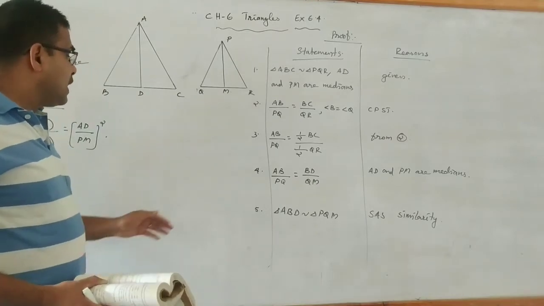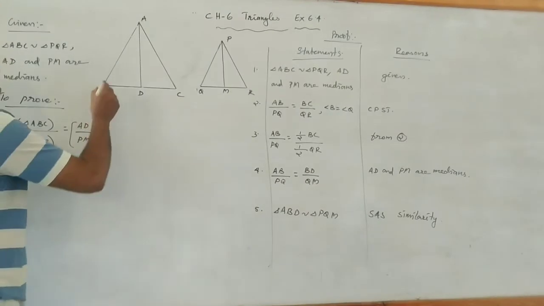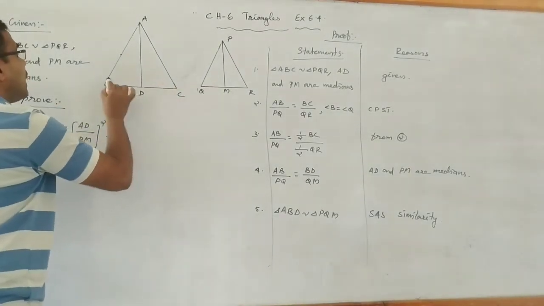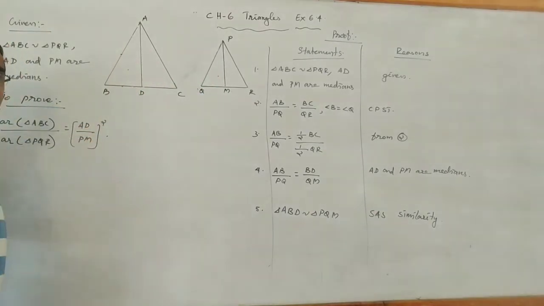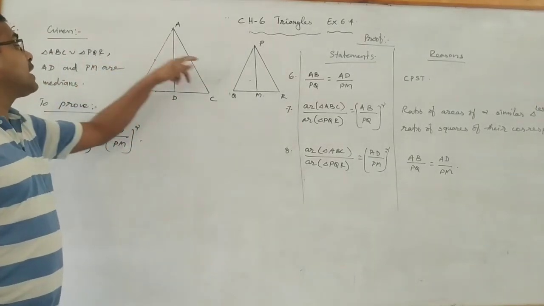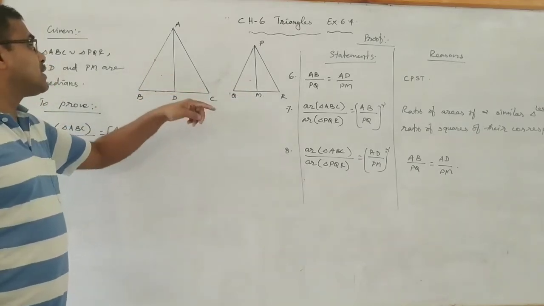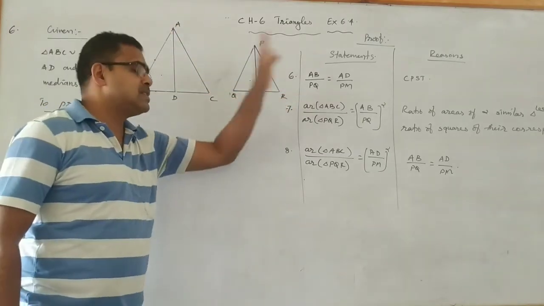Now you see, we can say triangle ABD and triangle PQM are similar by SAS similarity. The reason: AB by PQ equals BD by QM, angle B equals angle Q. Then ABD and PQM are similar to each other by SAS similarity. See, we proved already triangle ABD and triangle PQM are similar to each other. If these two triangles are similar, we can say AB by PQ equals AD by PM by CPST.